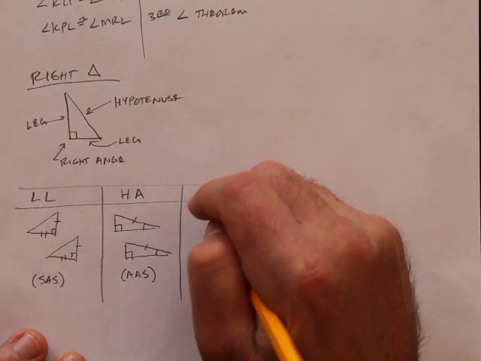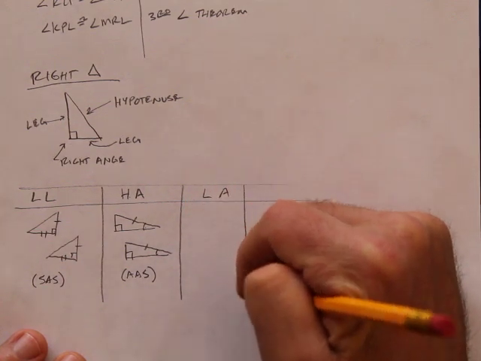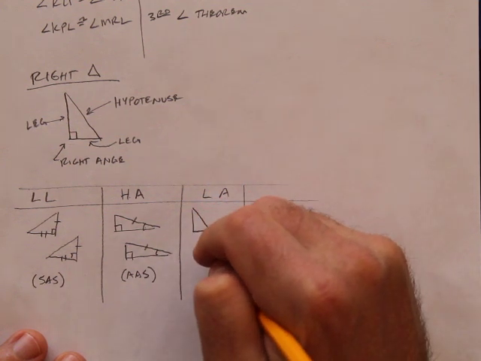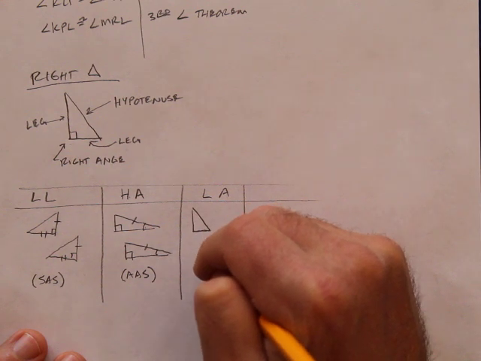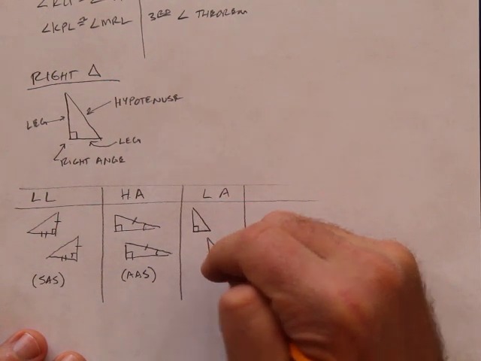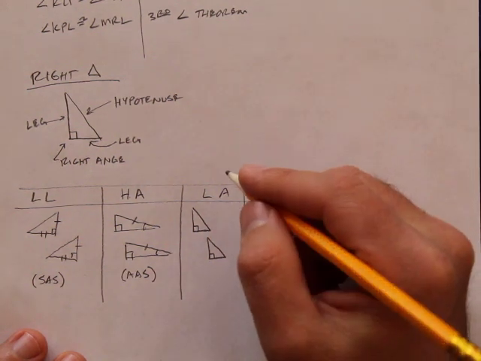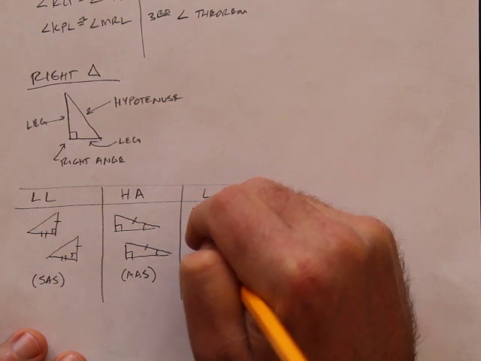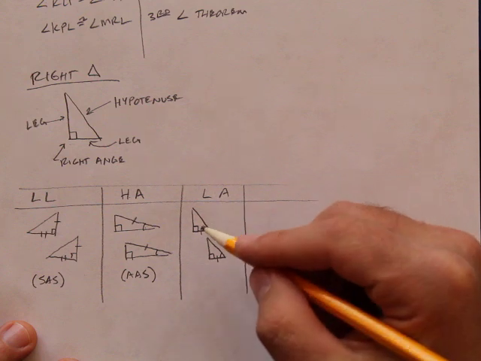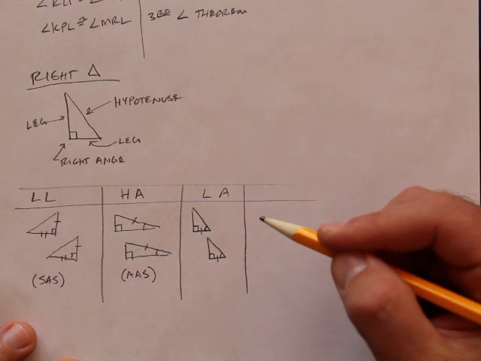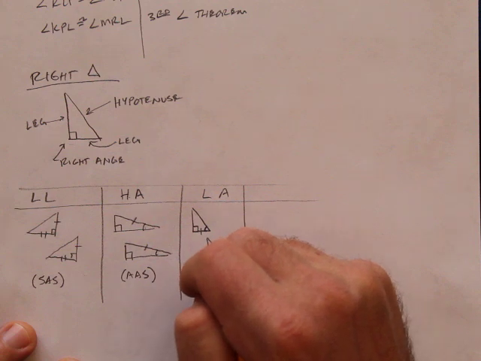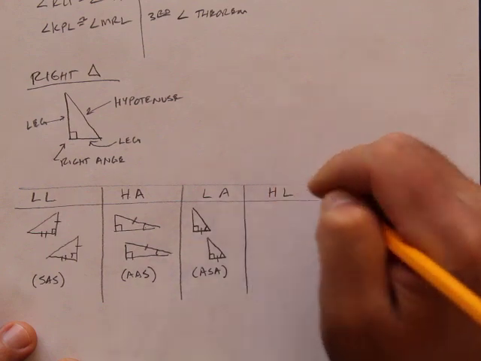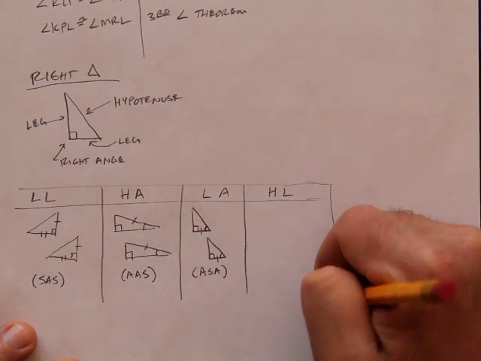Now we have leg angle. Draw a right triangle and draw another right triangle. Leg angle. So I'm going to say this leg and this angle is congruent to this leg and this angle. So I've got angle, side, angle, or leg angle. Now, we've got one special one that only works because this is a right triangle.